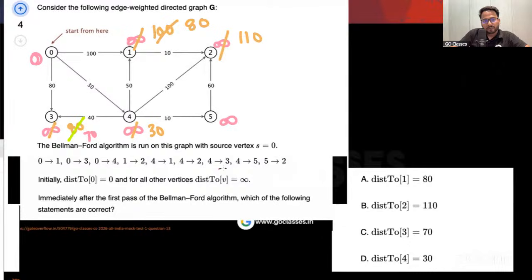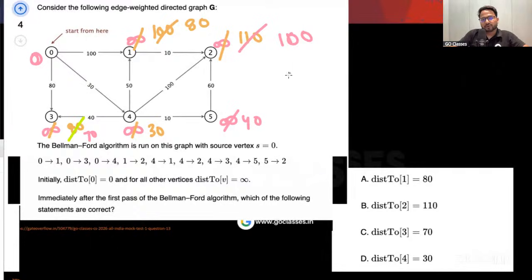Now 4 to 5, from infinity it will get updated to 40, right? And 5 to 2, it is 40 and then 60, so it will get updated to 100. Is this okay to everyone? Yes, silly mistakes might happen, but that's fine. So can you tell me what is the answer?